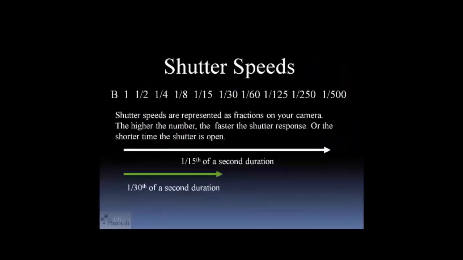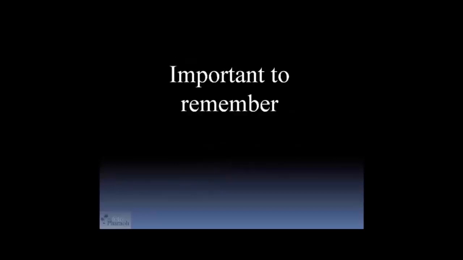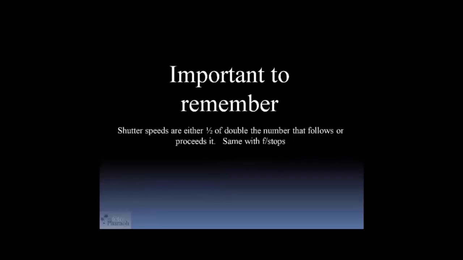1/30th of a second duration will be half as long as 1/15th of a second duration. Half or double, as we saw in a previous video. Same thing, f-stops operate the same way. As you go up the scale in the f-stop, or stop down the amount of light coming through the lens, each designation is half of the previous, or double if you're going the other way. Same with shutter speeds. It's important to remember that shutter speeds are half or double the number that follows it. It's the same as f-stops.